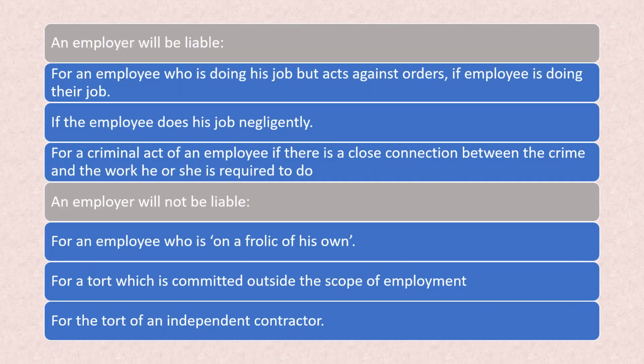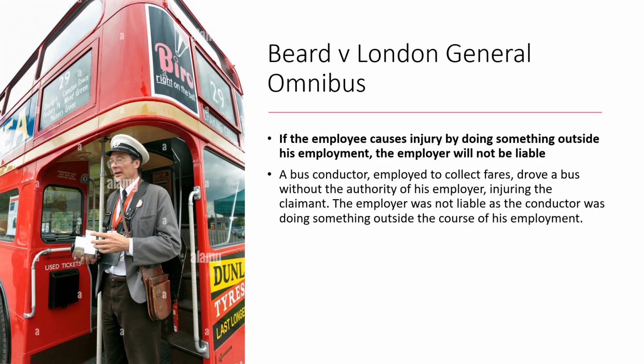The next thing then to consider is things outside the scope of employment. So if you're doing something which you're not paid to do, then the employer will not be liable vicariously. In Beard and London General Omnibus, again, this is the idea of outside the scope of employment. Now, a bus conductor here, employed to collect fares, drove a bus without the authority of his employer, injuring the claimant, and the employer was not liable as the conductor was doing something outside of the course of his employment.